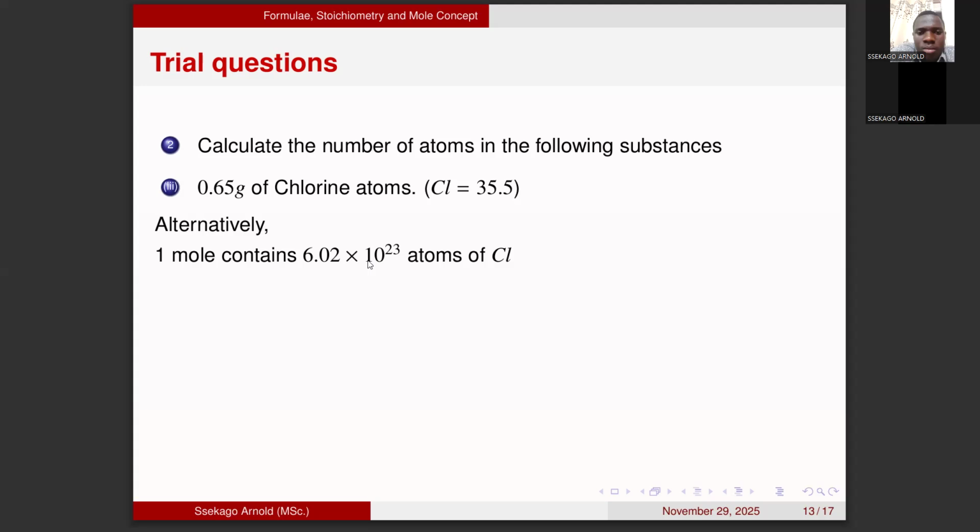However, that mind map still says that 1 mole is the same as the RFM of the given substance. So in this case, we have a chlorine atom. Therefore, for chlorine, 1 mole is the same as having 35.5 grams, which contains 6.02 times 10 power 23 atoms of chlorine. So 35.5 grams contain this. What of 1 gram?